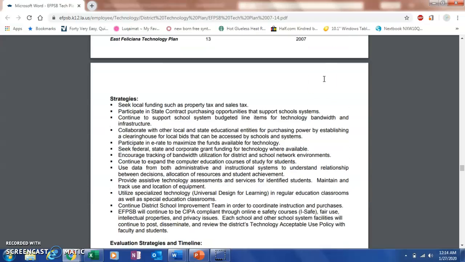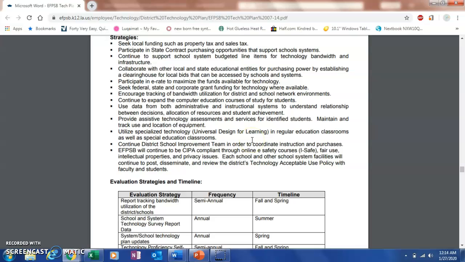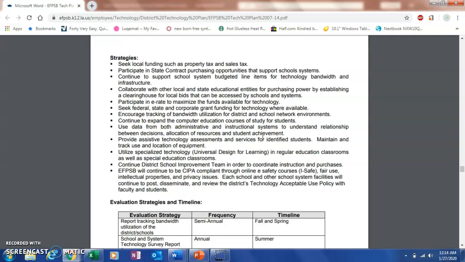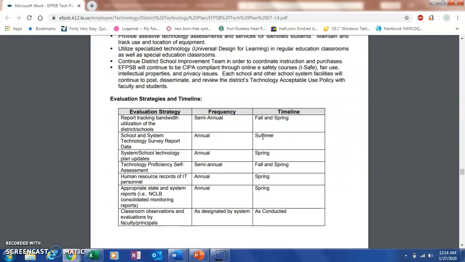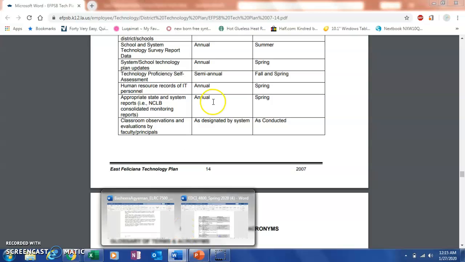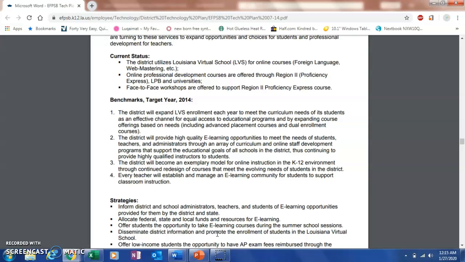Let's see. Yeah, so collaborating, continuing to expand computer education courses of study for students. Unfortunately, that is not something that's also hyper visible. Though students at my school do have access to computer labs, they don't have access to highly trained staff. We are not trained to help them increase their knowledge of computer and technological programs, and the different ways that it can be used and implemented in instruction and in content, curriculum content. However, that was the plan, and the benchmark for this plan was supposed to be 2014. So I'm very curious as to what happened.